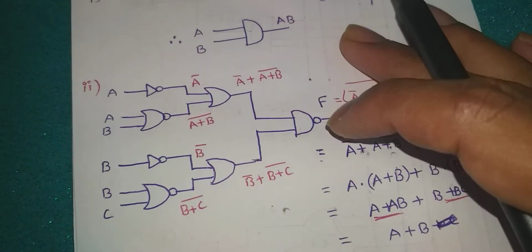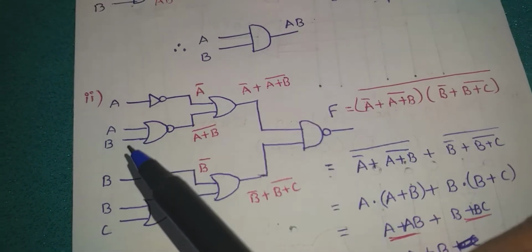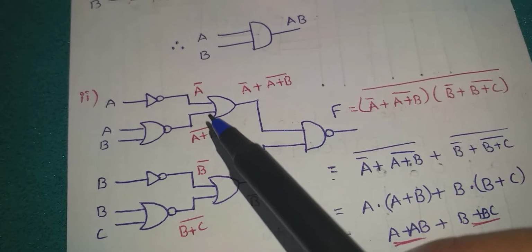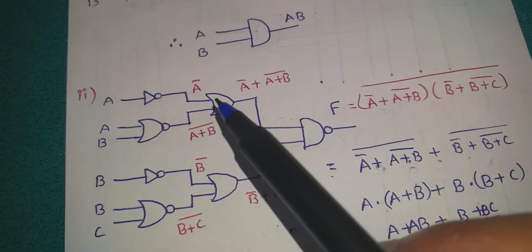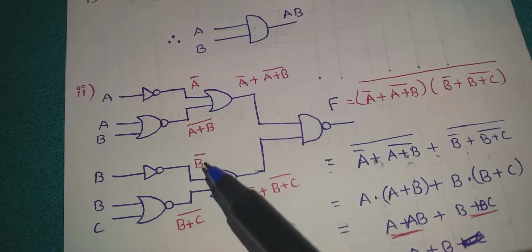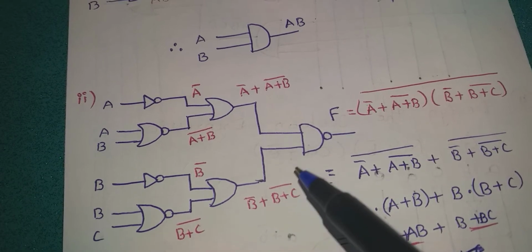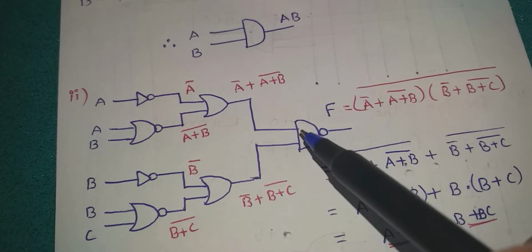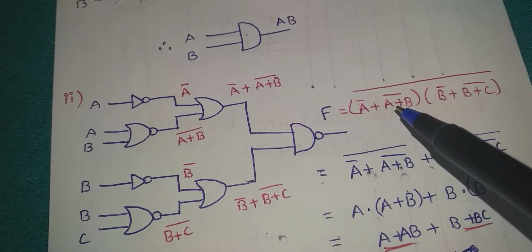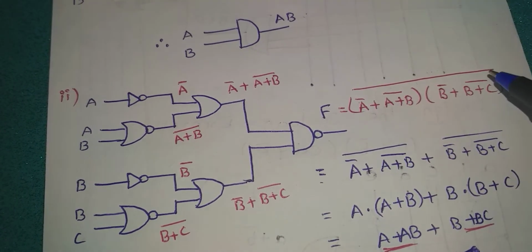Now let us look at one more question. Since this is an OR gate, it becomes A bar, and A plus B whole complement. These two are given to an OR gate, so it becomes A bar plus (A plus B) whole bar. Similarly, B bar and (B plus C) whole bar are given to an OR gate, giving B bar plus (B plus C) whole bar. Because it is a 2 input NAND gate, the output is [(A bar plus (A plus B) whole bar) into (B bar plus (B plus C) whole bar)], entirely bar.